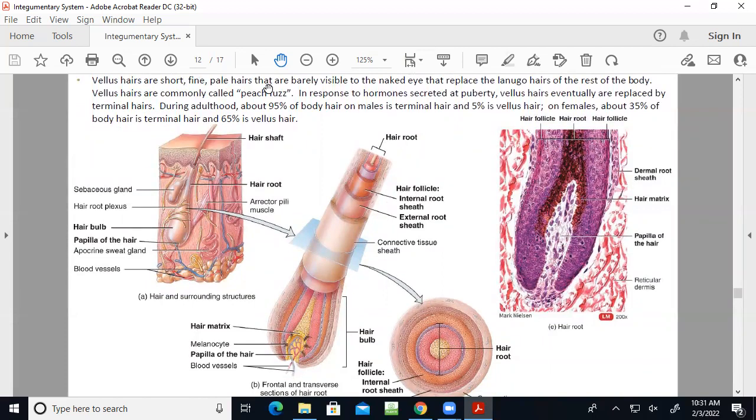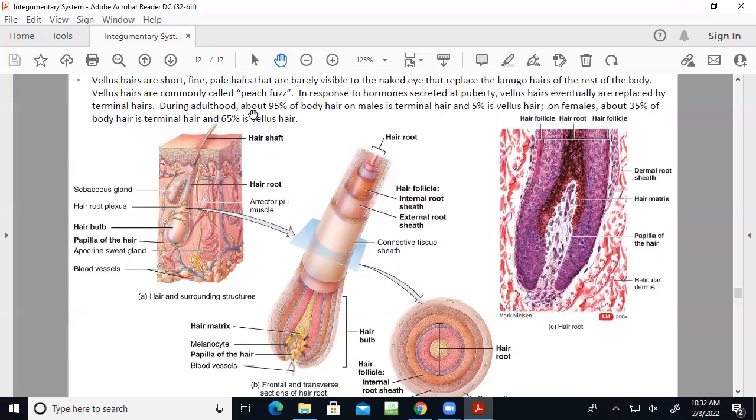Vellus hairs are short, fine, pale hairs that are barely visible to the naked eye, replacing lanugo hairs over the rest of the body. You look at your face, for example. Even if you're a lady without a beard like myself, we have these tiny little vellus hairs, commonly called peach fuzz. In response to hormones secreted at puberty, those hairs eventually become replaced by terminal hairs, much darker, thicker hairs. During adulthood, about 95% of the hair on a male's body is terminal, and only about 5% are those peach fuzz vellus hairs.